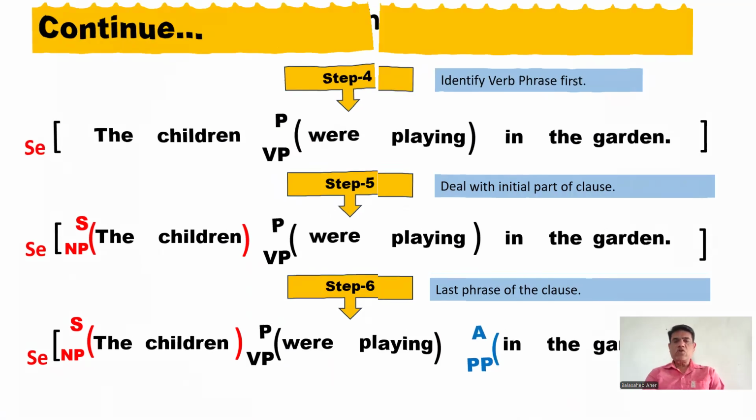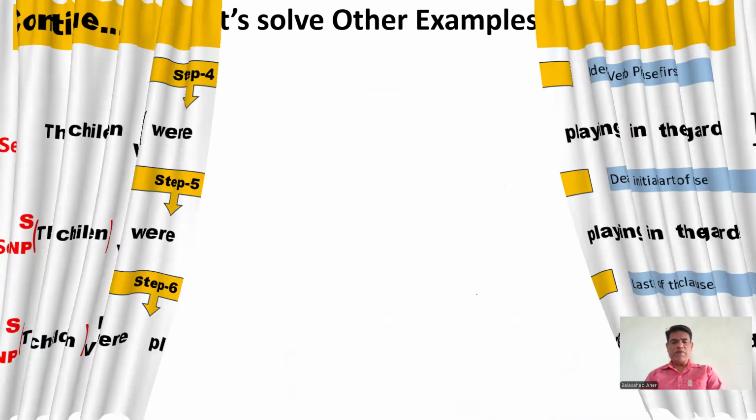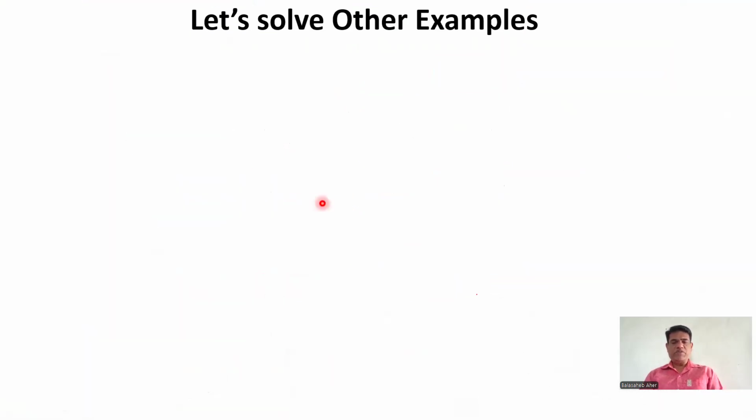Now let us also solve the other examples which we have taken. Three more examples we have taken, if you are remembering, in the first slide. So let us deal with them right now. So the next example is: she modeled herself after her mother.